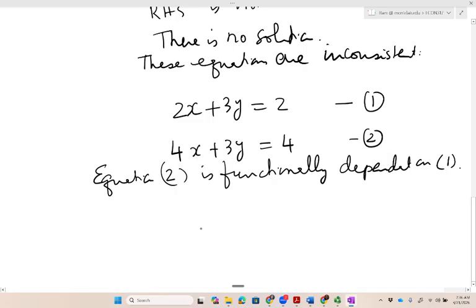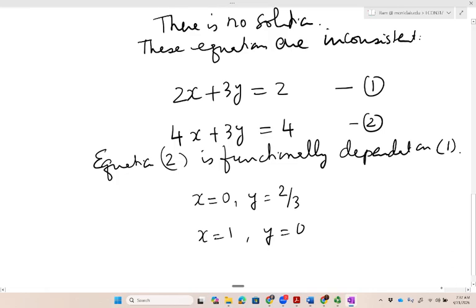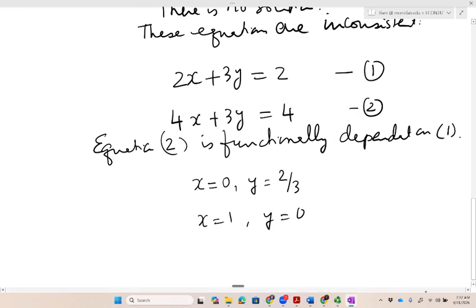We can try. Let's say I will at least show more than one solution so that we know why uniqueness is not guaranteed. So let's take x equal to 0, y equal to 2/3. That's a solution which will satisfy both these equations. And then I take x equal to 1, y equal to 0. Again, this is a solution which will satisfy both the equations. And so we are not able to obtain the unique solution.